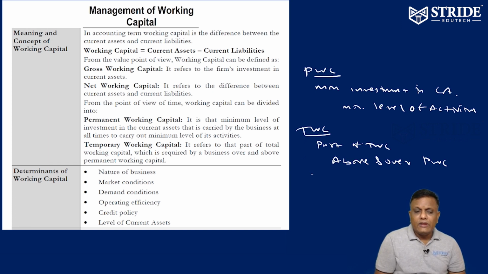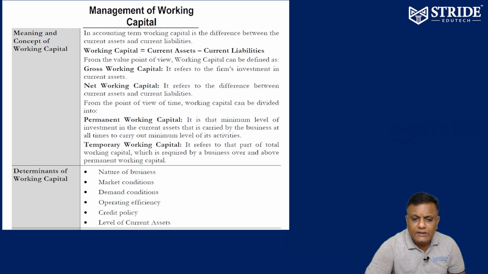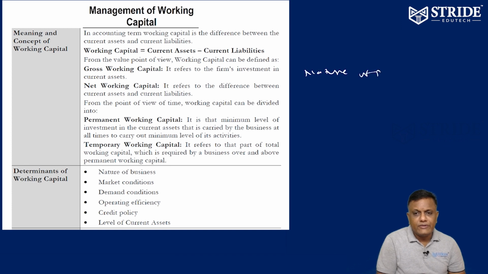Right. So what are the factors determining the working capital for a company or a firm? These are the determinants of working capital. In order to find working capital, first you must know the nature of your business, what kind of business you are in. Working capital may vary from business to business and depends upon the market condition. Market is in favor of you or against you.